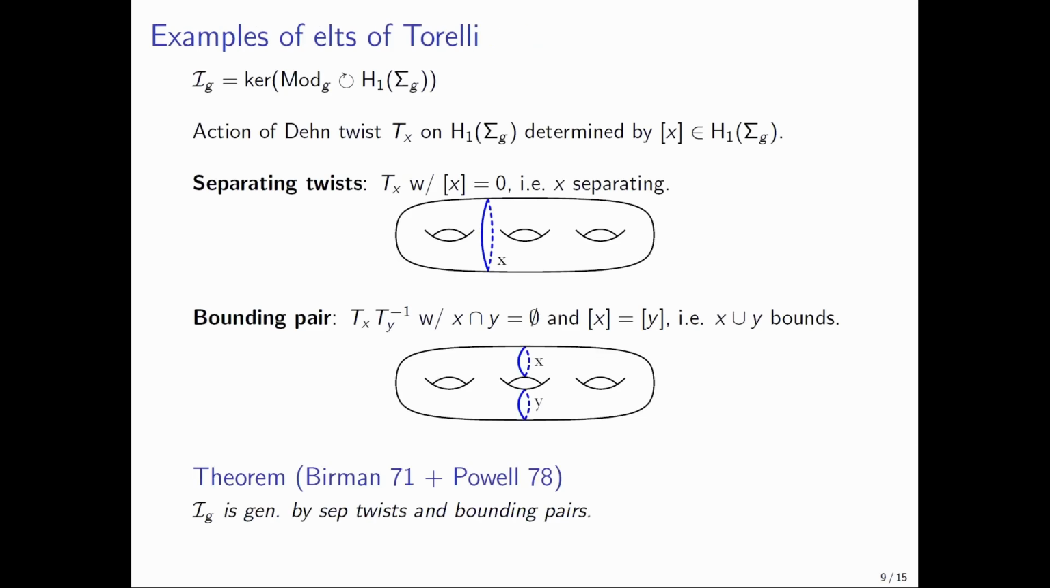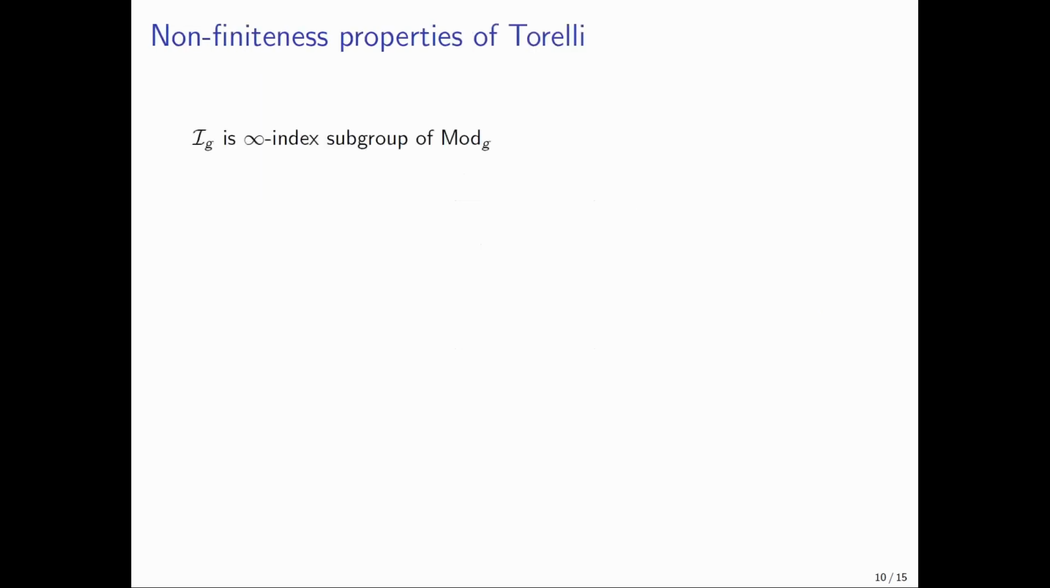So this theorem right here, I said generated by separating twists and bounding pairs. I don't mean that it's finitely generated by them, because it's generated by all of them. There's a lot of separating curves on the surface, there's infinitely many. A typical separating curve will just go everywhere. So this is giving a generating set, but definitely not a finite generating set.